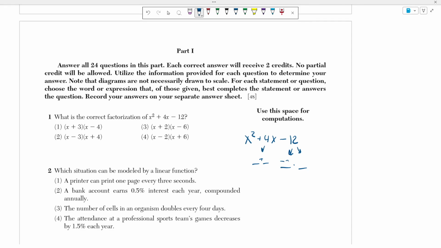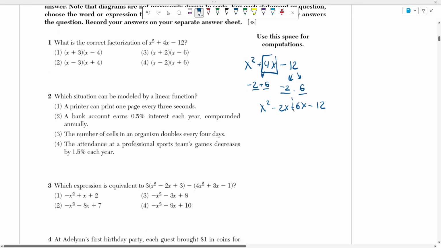Those two numbers are negative 2 and positive 6. Negative 2 times 6 is negative 12, and negative 2 plus 6 is 4. Now that we know those two numbers, we need to split this middle number into both of them. So now we have x squared minus 2x plus 6x minus 12. And now that I've split this 4x into negative 2x plus 6x, I can factor out each side.